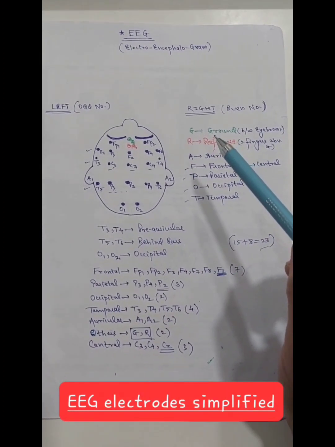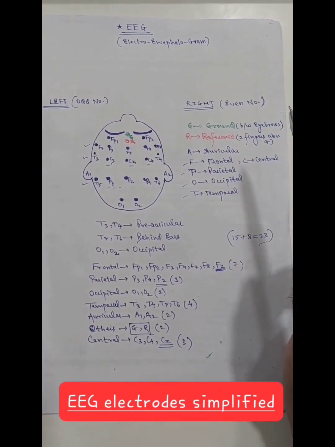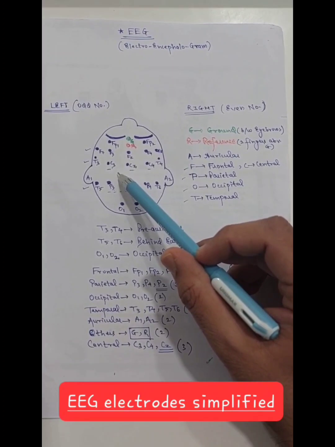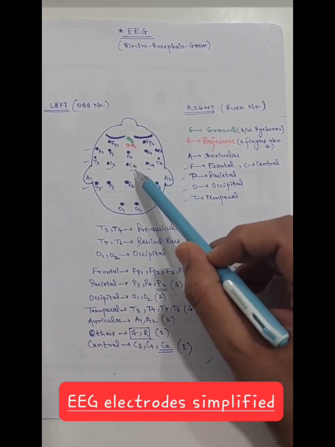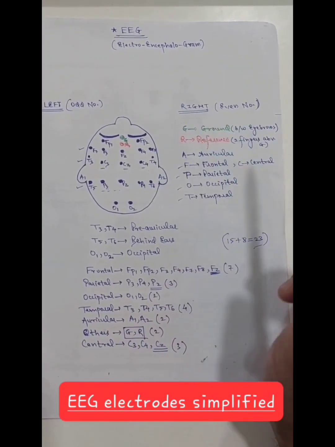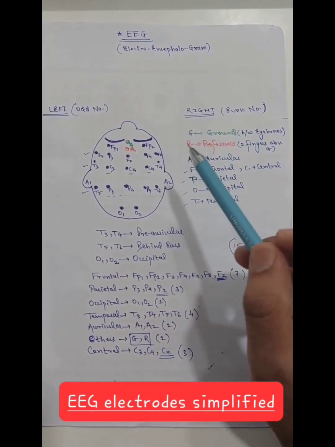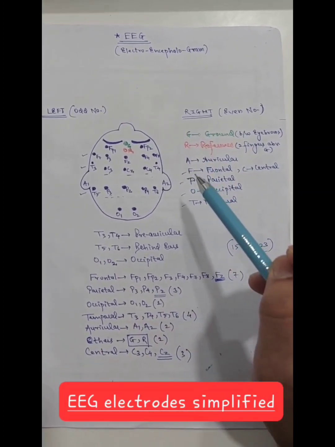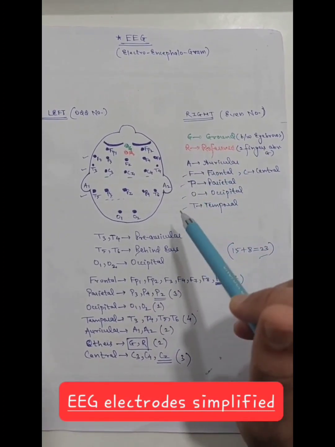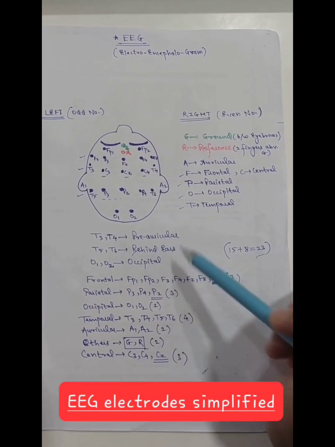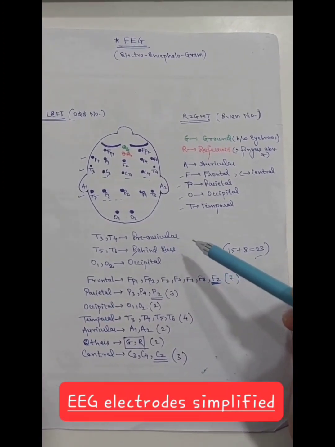Then there are central electrodes, that is 3 in number, C3, C4 and CZ. So you can see here on the center, this is C3 on the left side, C4 on the right side and CZ in the center. Then there are some temporal preauricular electrodes also, that is T3 and T4 are known as the preauricular electrodes. Then behind the ear, T5 and T6. So as we have discussed, T5 and T6 are behind the ears.